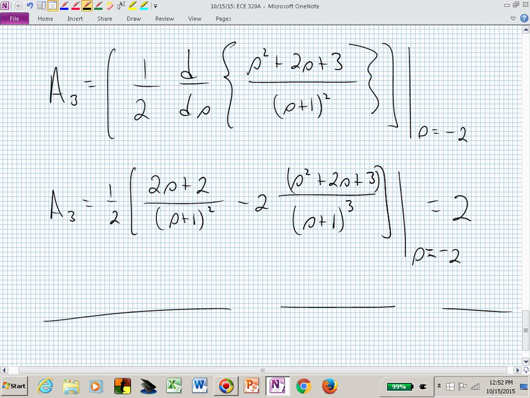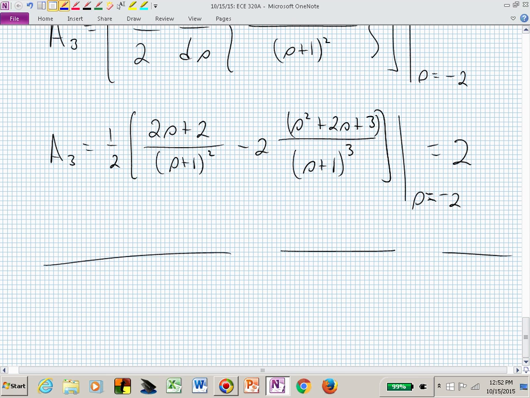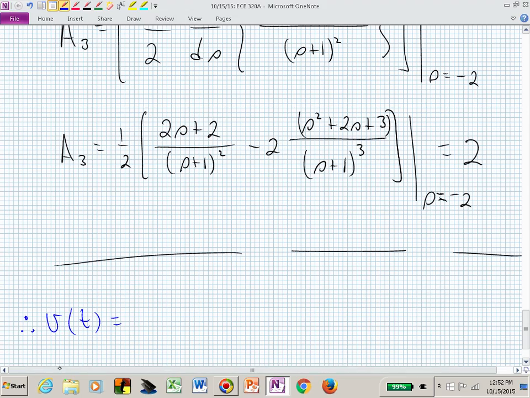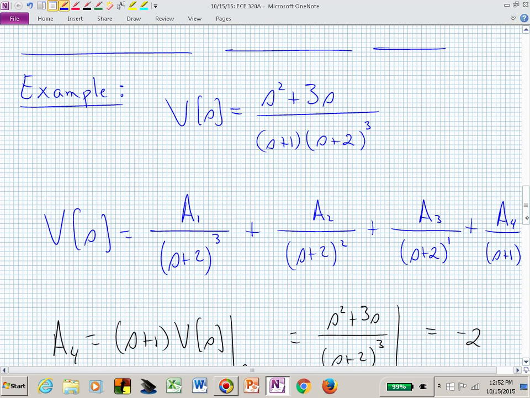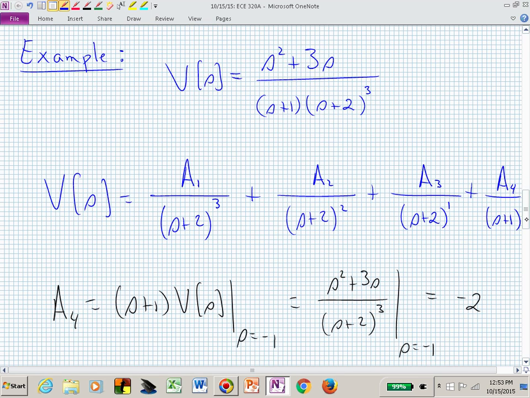Now, what's the structure of the solution going to be? What is v of t? We now have all of our a's. We have a1, a2, a3, and a4. In terms of a1, what's that first term going to look like when we take it into the time domain?